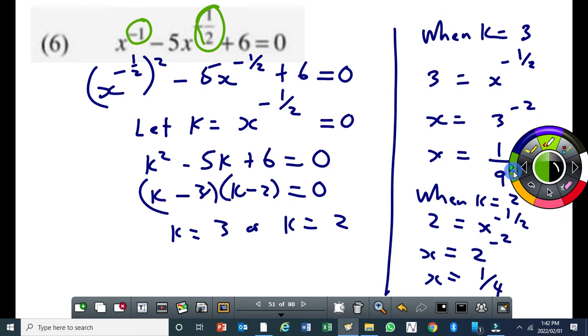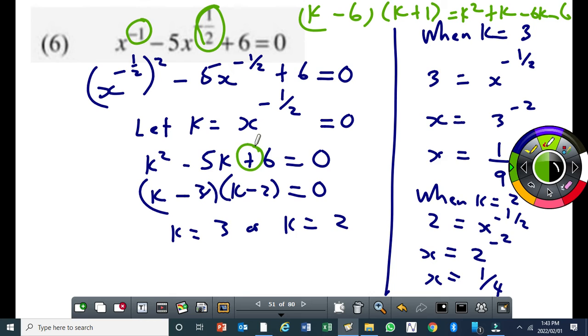Let's check it. You got k minus 6, k plus 1. Let's check this. k by k will give you k squared. k by positive 1 will give you positive k. Minus 6 by k will give you minus 6k. Minus 6 times positive 1 will give you minus 6. You see the problem? Because you are supposed to have a positive 6 there. The way you factorize it, you end up getting a negative 6 instead of a positive 6.